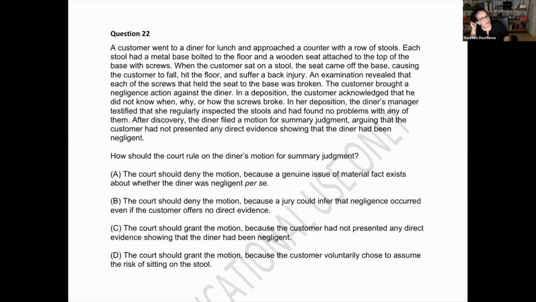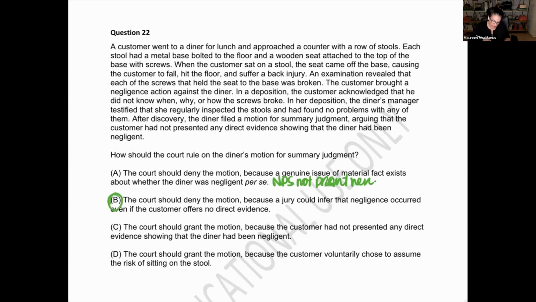So A, the court should deny the motion because a genuine issue of material fact exists about whether the diner was negligent per se. We're not talking about negligence per se here. I'm going to just say NPS is not present here. We were not given a statute. B, the court should deny the motion because a jury could infer, res ipsa, that negligence occurred even if the customer offers no direct evidence.